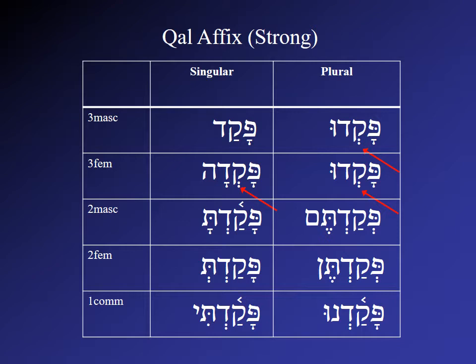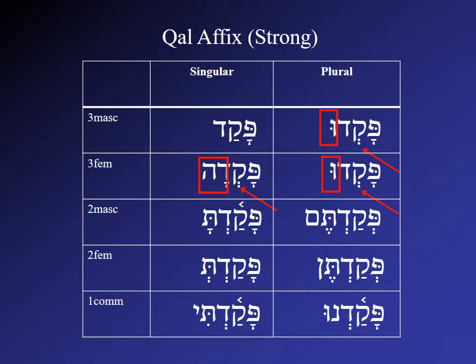Now the question is, what do these three have in common? Well, the answer is that they have affixes which are, in fact, vowels. So pakada is simply the qamets mater, and then pakadu and pakadu is the shureq mater. So what's happened here is that when the affix is a vowel, then the characteristic vowel in the second syllable, the a, will reduce to a shva.